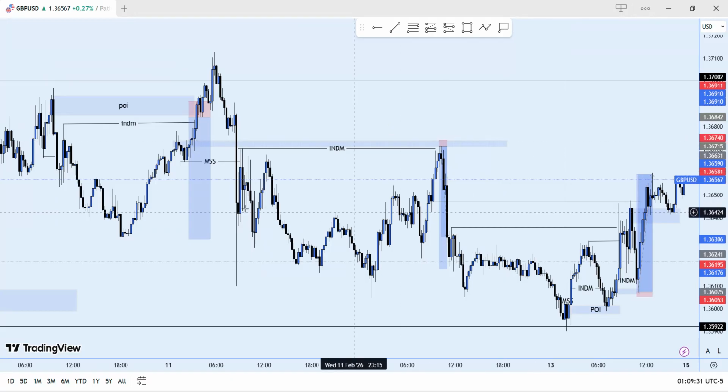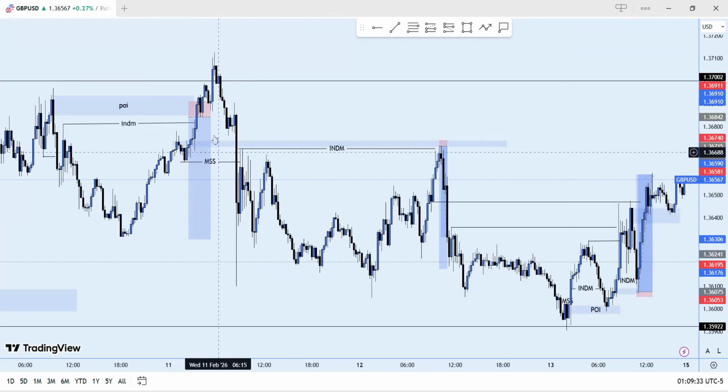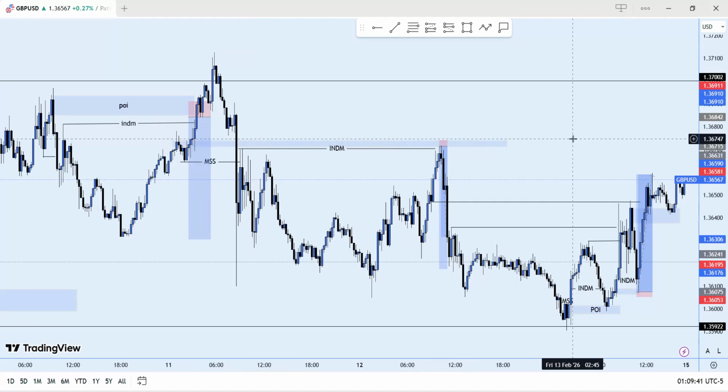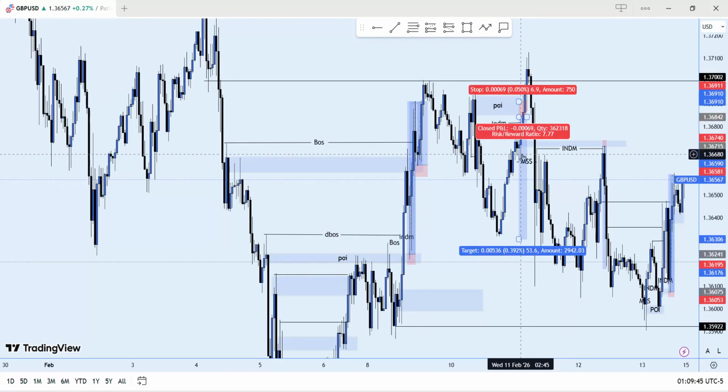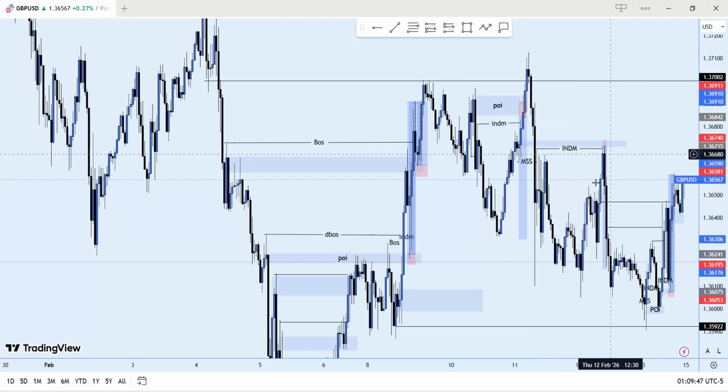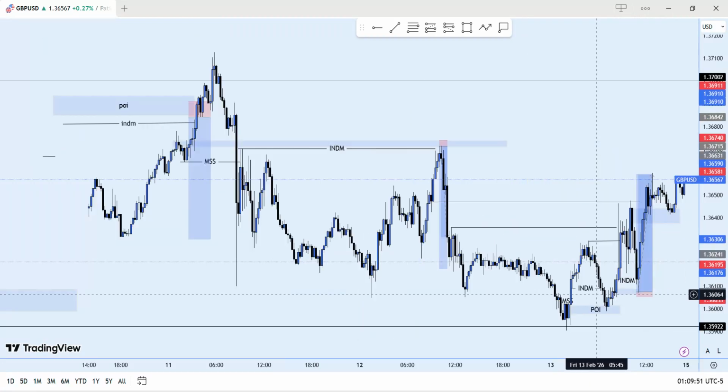So this is a break of structure, or market structure shift. I think it started from here. So this is a break of structure, and then an inducement, and then it tapped into the point of interest in 45 minutes. So you see, it's a breaker block. So it came to the breaker block, so it plunged down to the downside. So that is just it.